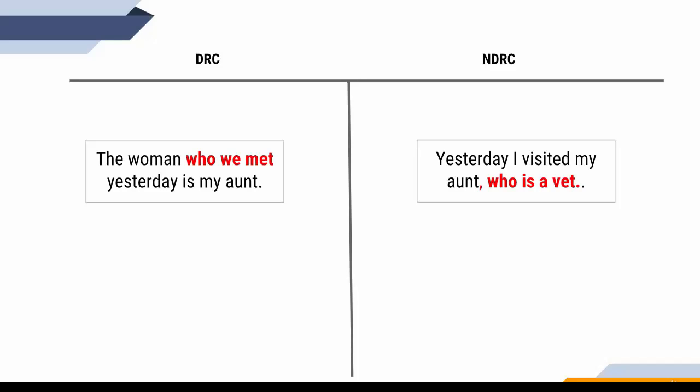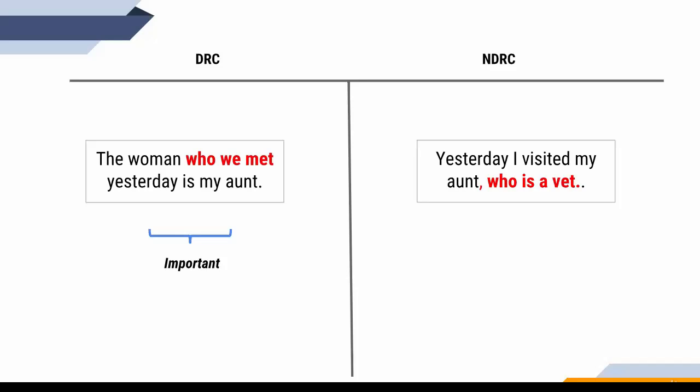When you speak about things, which or that. When you speak about places, where. This is from the previous level. So, the woman who we met, without any punctuation signs here, without commas. After that, yesterday I visited my aunt, who is a vet. So this time there is a comma. And why is this one so important?